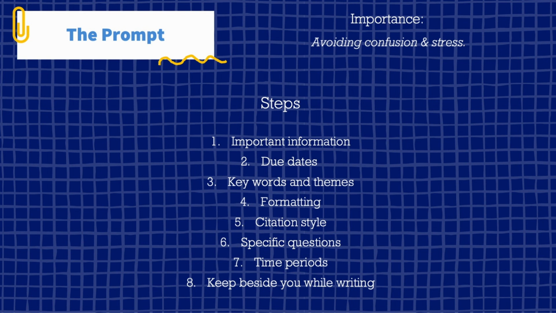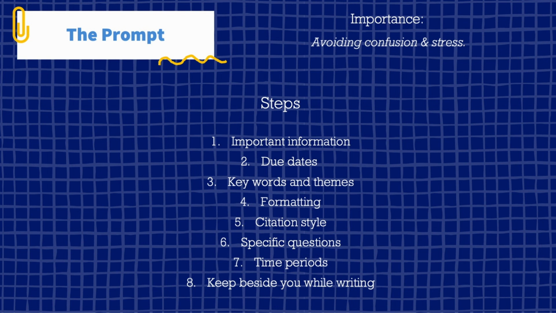Annotating means writing little sentences, like three words, to make notes of things that we need to remember. And highlighting, of course, we want to highlight important information. We want to highlight our due dates, keywords, and themes. So if there's a particular era that the prompt is asking you to look at, highlight that. We want to highlight formatting.